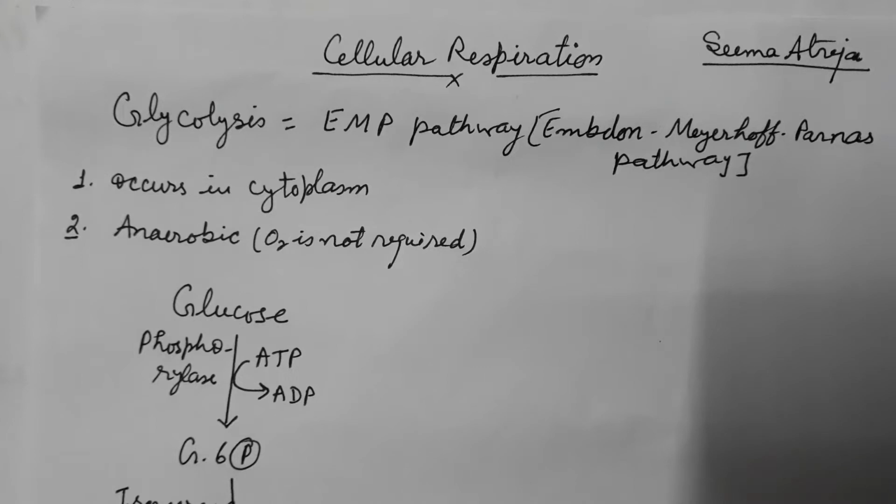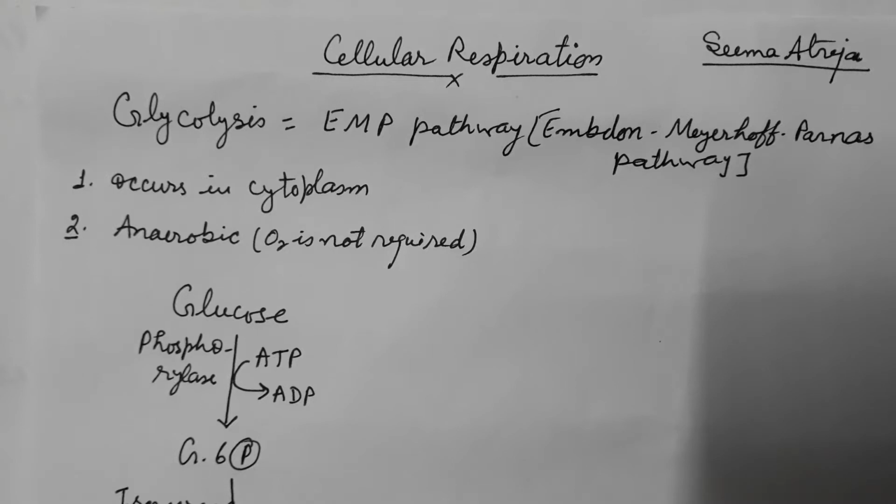Students, in this video we are going to discuss the process of glycolysis. In the previous video we discussed the concept of cellular respiration. Cellular respiration is of two types, aerobic respiration and anaerobic respiration. This step, glycolysis, is common in both aerobic and anaerobic respiration. It is a 10-step process. So we are going to discuss glycolysis here.